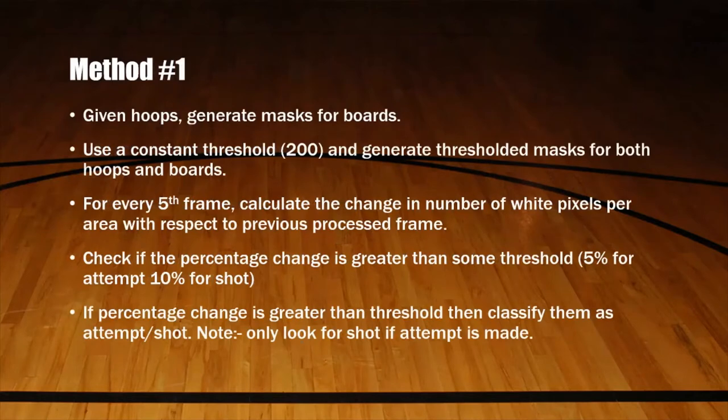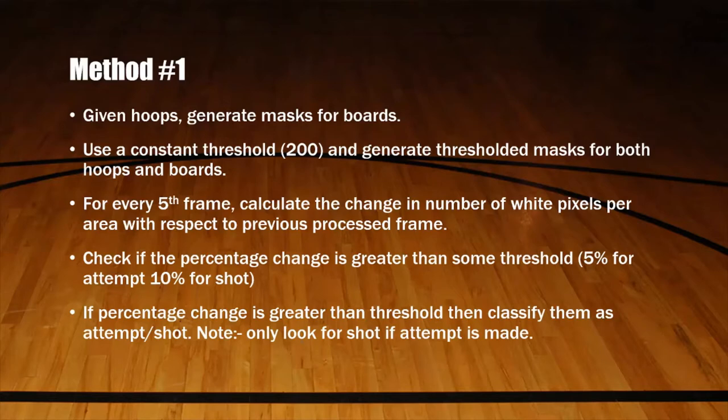So let's see what method one is doing. For method one, we are given hoops, meaning the location of the hoops, the upper left and bottom right coordinates. And then we generate masks for boards. After that, we threshold those masks with a constant threshold of 200. Whichever pixel intensity value is greater than 200 would be given 255, which is white, and whichever is lower than 200 will be given 0, which is black. We are going to generate a thresholded mask for both hoops and boards.